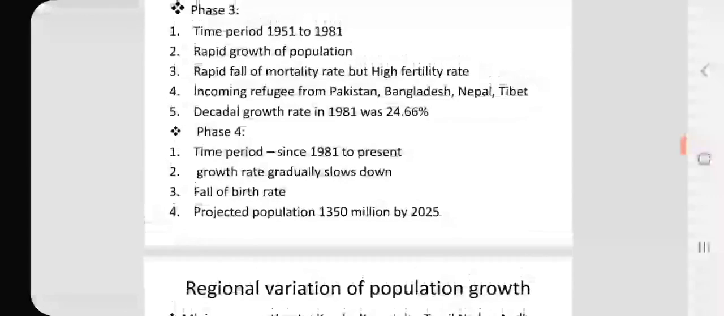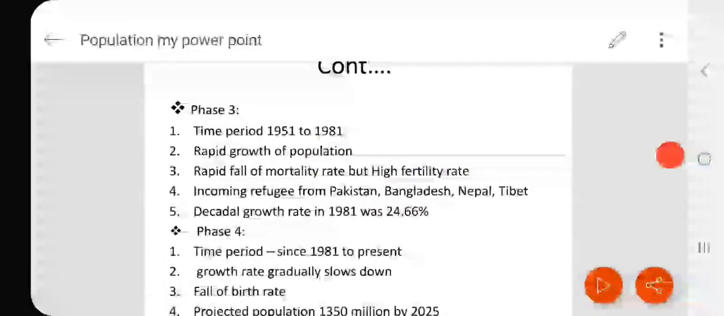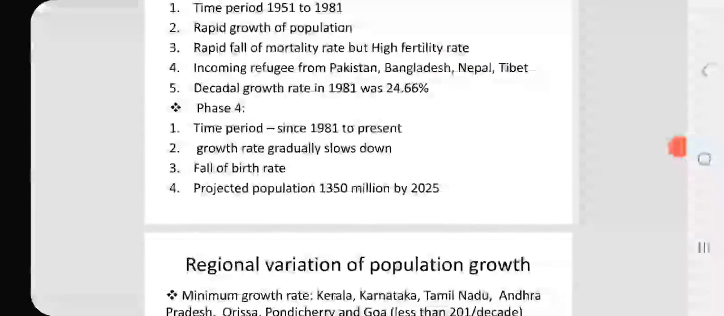Phase 4. The time period of phase 4 was 1981 to present. That means till now. In this phase, the growth rate gradually slows down. Why? The main cause is fall of birth rate. So birth rate and death rate both are low. So the population growth rate gradually declines in this time period.